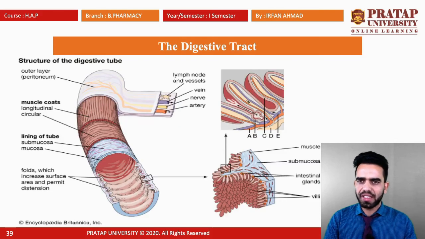So here you can see the structure of the digestive tube. This is the outer layer, peritoneum, muscle coats, longitudinal muscles, circular muscles, and the lining of the tube, that is submucosa, mucosa, with folds which increase the surface area. These are the folds you can see which increase the surface area. Okay, so A, B, C, D, E here: muscle, submucosa, intestinal glands, villi. This is from the cross section taken from here.